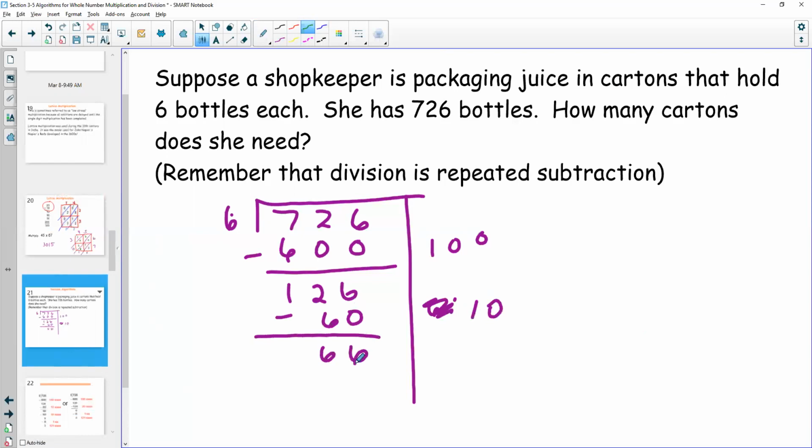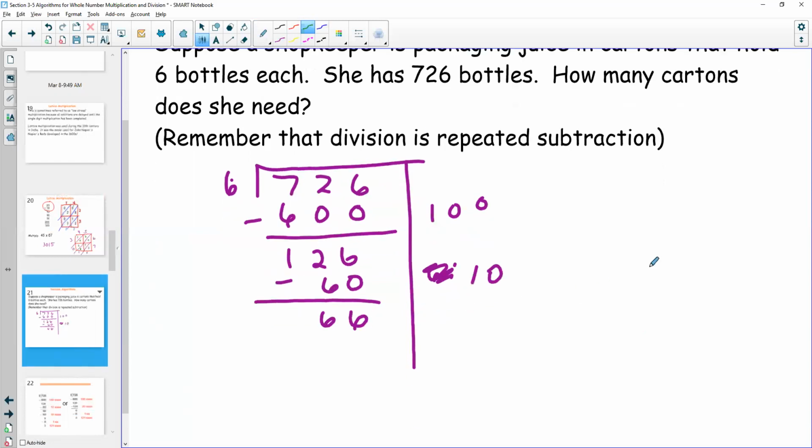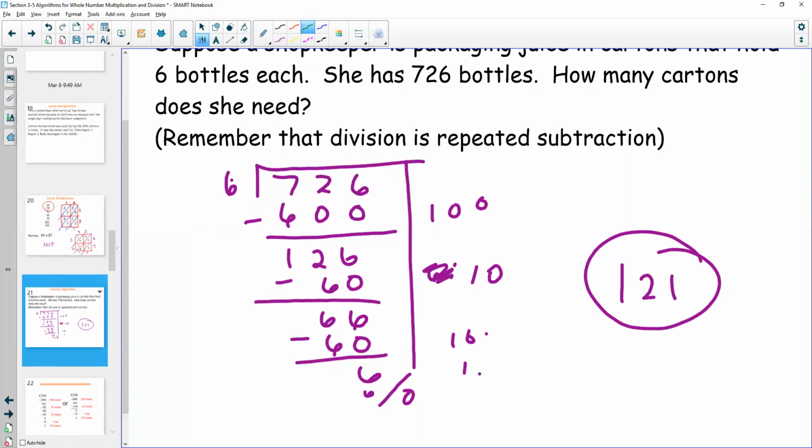Huh. Well, I'm going to be lazy. I know that I could subtract 60 again, right? That's another 10. So I'm going to subtract 60 again, and I'm going to get 6 left. Well, that's 6. 6 times 1 is 6. I'm done. What I have to do to get my answer is add up how many 6s I used. So that's 100 plus 10 plus 10 plus 1. That's 121. So the answer to my problem, 726 divided by 6, is 121.